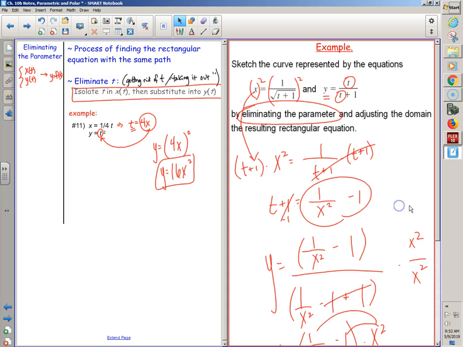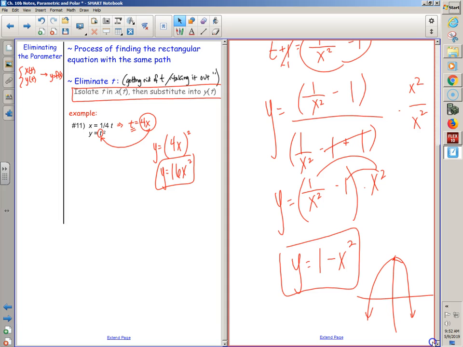This one was a little bit harder, but we did the same thing. We took the x one, we somehow got t alone, and then we plugged in, and it took some work. We had to simplify a complex fraction. Eventually we're like, oh, that's so much nicer. At least I know what the path is. We lost everything to do with the timing, but at least we know the path.